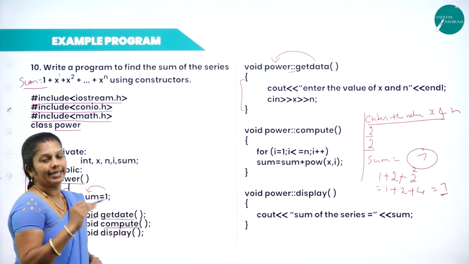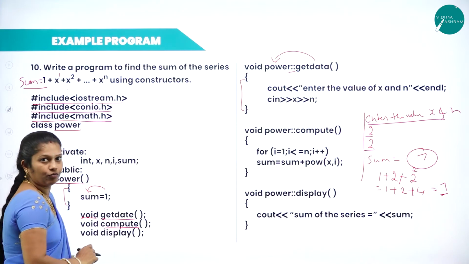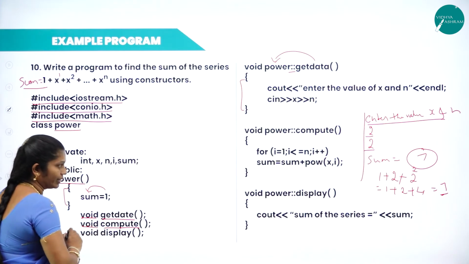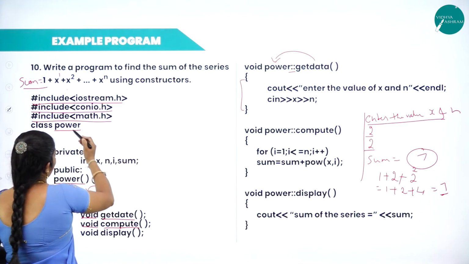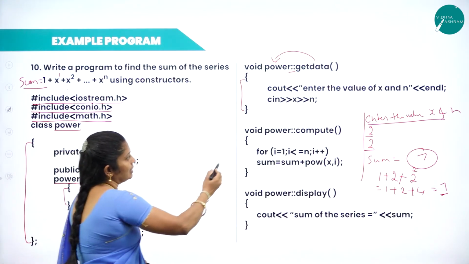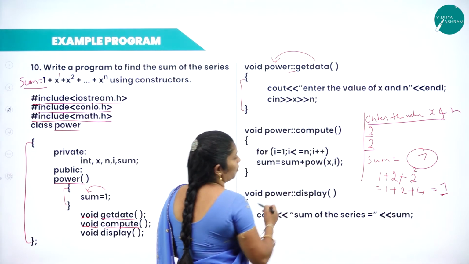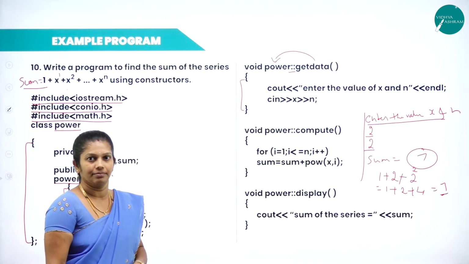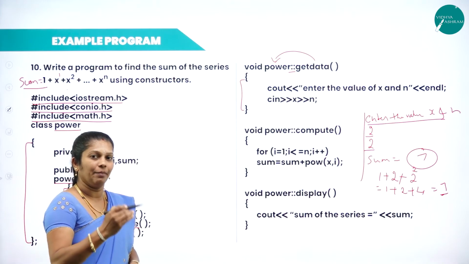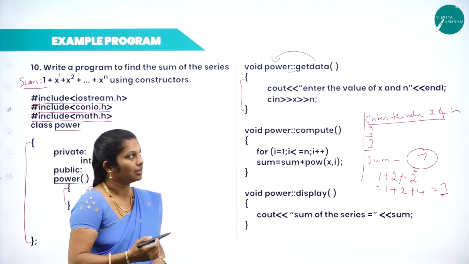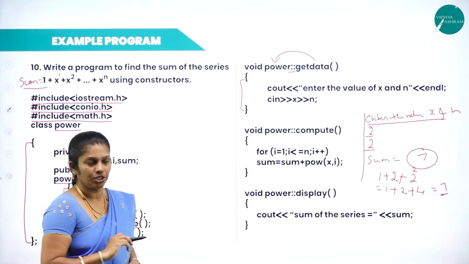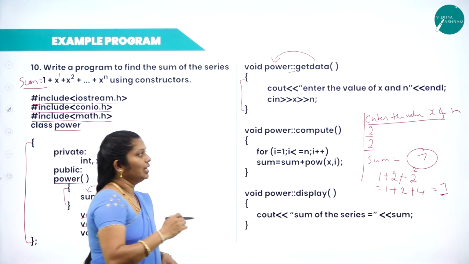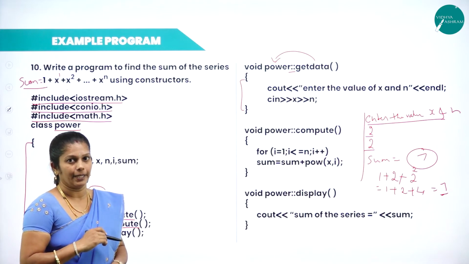If I want to write the calculation, then we need the compute function. First you have to start with the return type. The return type here is void. Then once again you have to write the class name. The class name is Power, scope resolution operator, compute function. Now we are writing the statements for calculation purposes, whereas the getData function we wrote for input purposes. The compute function is for calculation.